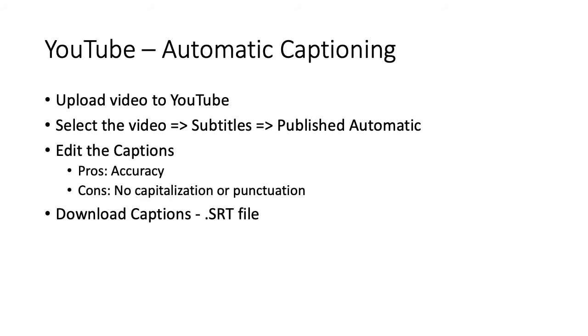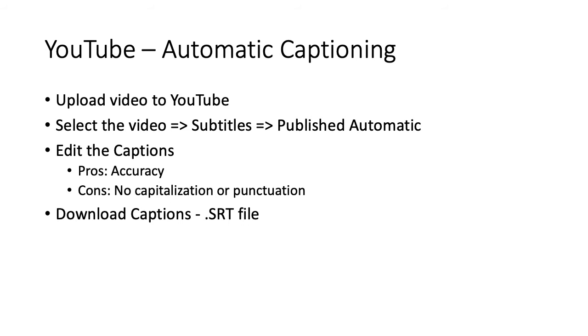Once the automatic captions have been added, the next step is editing them to achieve accuracy. From my experience, the main benefit of the YouTube automatic captions is accuracy. In fact, of all the methods that I've experimented with, YouTube is on the top in terms of accuracy of the words that are spoken. However, YouTube doesn't attempt to add either capitalization or punctuation. Therefore, the main editing requirements are adding the capitalization and punctuation.